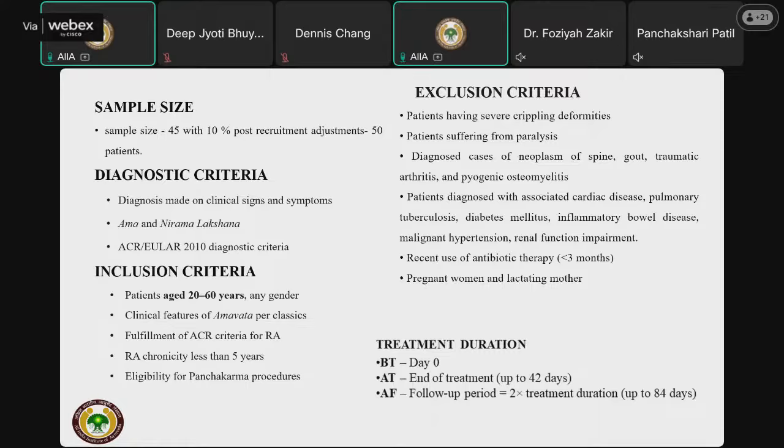We had clinical features of classical Amavata, fulfillment of American College of Rheumatology criteria, RA chronicity of less than 5 years, and eligibility for all the Panchakarma procedures. Patients having severe crippling deformities, patients suffering from paralysis, diagnosed cases of neoplasm of spine, arthritis of other conditions, patients diagnosed with associated cardiac diseases and other systemic illnesses, and recent use of antibiotic therapies and immunosuppressants less than 3 months, and pregnant and lactating women were excluded from the study. We had an approximate treatment duration of about 84 days of intervention right from day one.